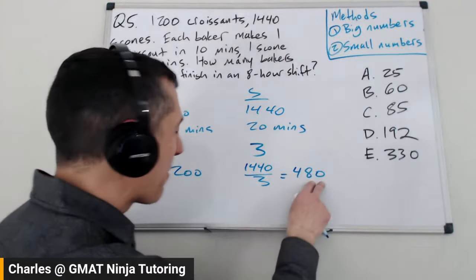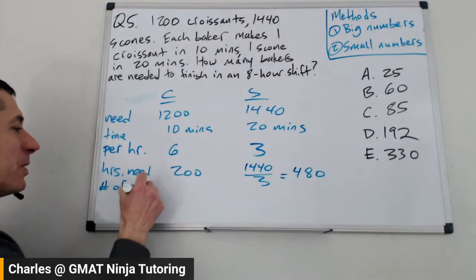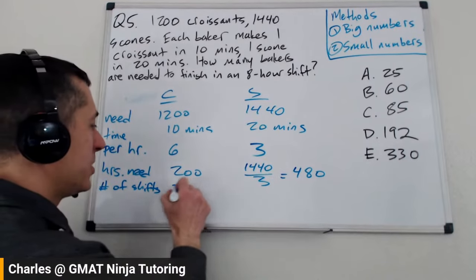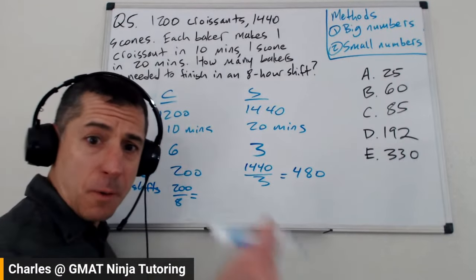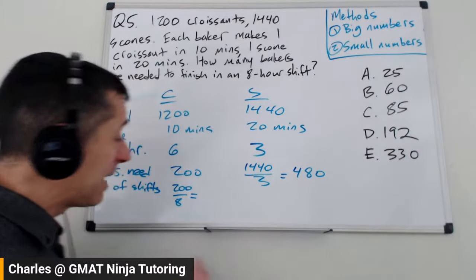I need 480 hours to make the scones. We got 8-hour shifts. So the number of shifts I need, number of bakers, divide this by 8. 200 divided by 8. If you can look at that and go, boom, it's 25, congratulations. If you can't, that is totally fine. Not going to hurt you that much.